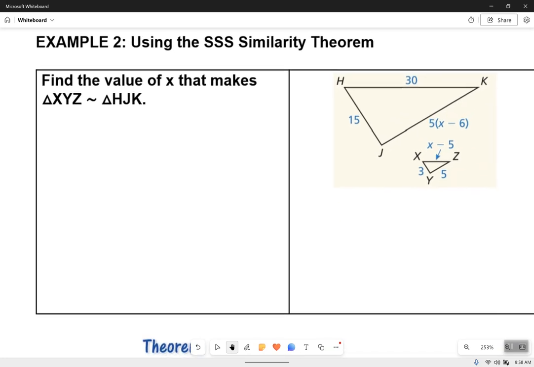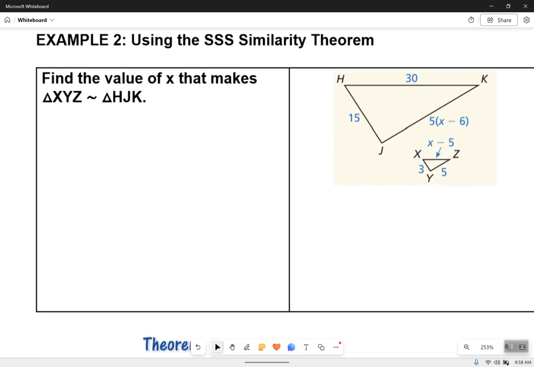I really like this example right here. Okay, it says find a value of x that's going to make XYZ similar to HJK. All right, no problem. Kids, how many places do you see x listed? 3. I see it in a couple of places, don't you? Okay, forget the vertex x up here on the smaller triangle. Just look at the x's in blue up there. See 2 of them, don't you?